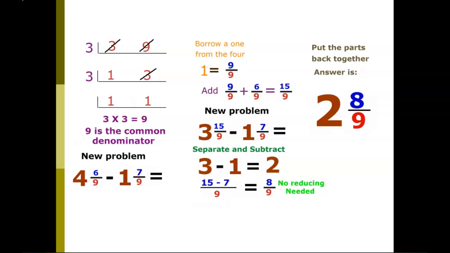Separate and subtract. 3 minus 1 is 2. 15 minus 7 is 8. You cannot reduce 8 and 9. So you end up with 2 and 8/9. Quick, easy, done, right?